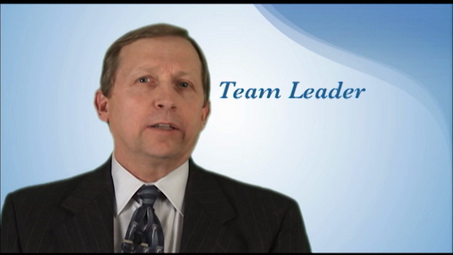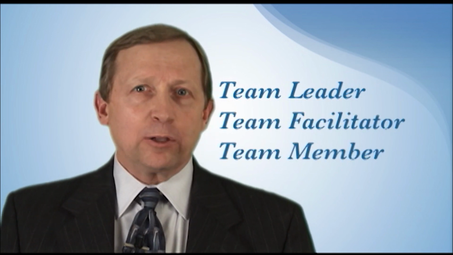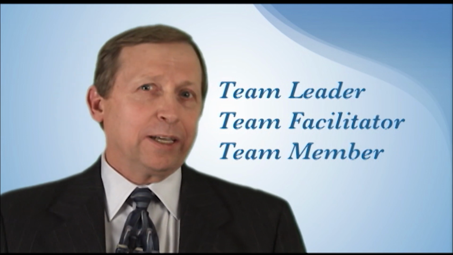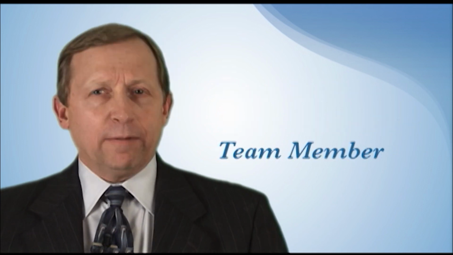In a quality improvement organization, project teams have three specific elements. They are first a team leader, second a team facilitator, and finally team members. I'd like to take those a little bit out of that order just to make it easier to understand. First, team members. Think of it this way.